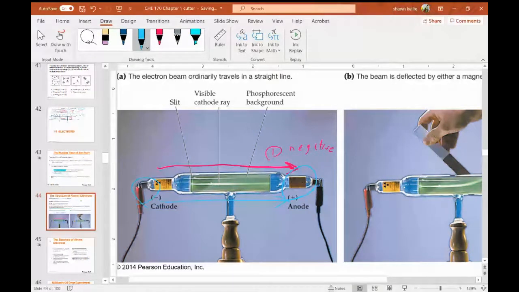So he concluded that all substances must contain these tiny particles that make up cathode rays, which he named electrons. He was even able to calculate the mass to charge ratio of these electrons.